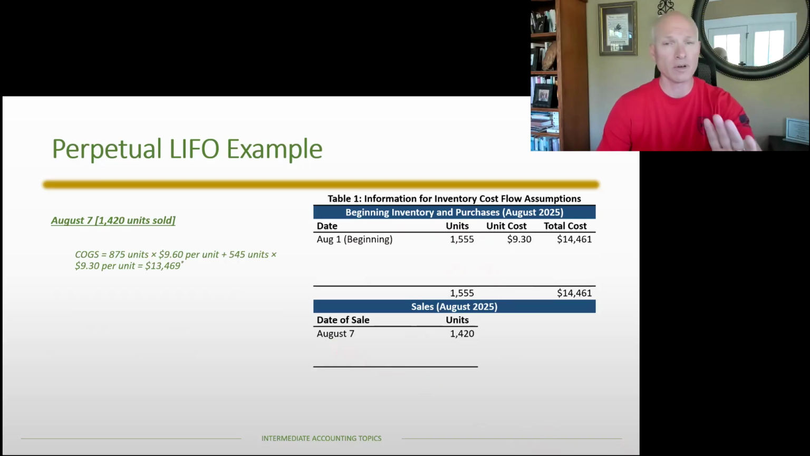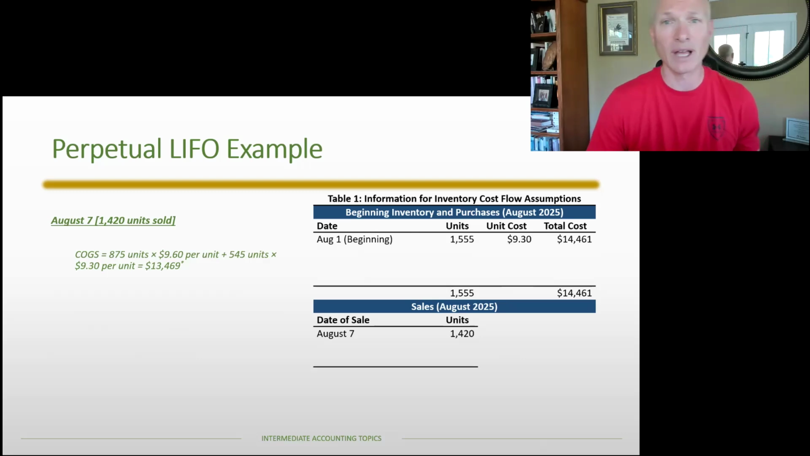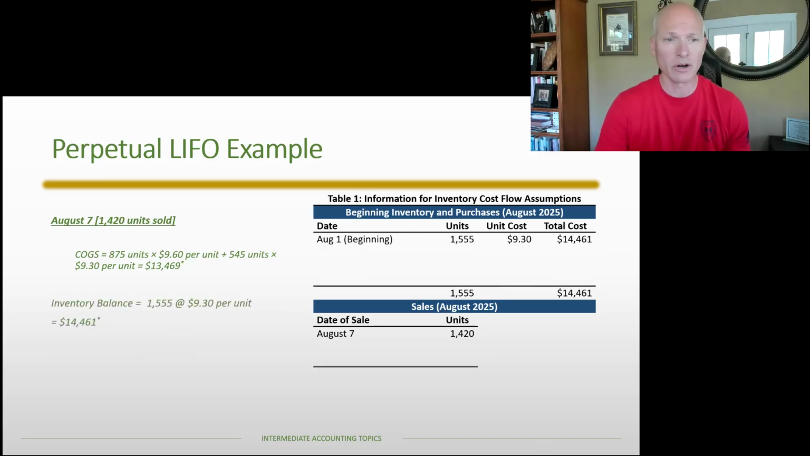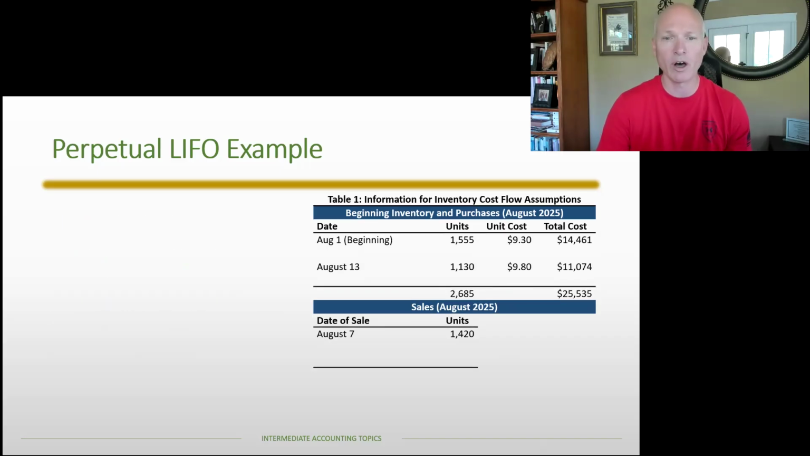And so hopefully you already see that LIFO, using the perpetual inventory system, is going to give you a different amount of cost of goods sold, which means it's going to give you a different amount of ending inventory compared to periodic. Unlike FIFO, LIFO is going to be different, and again, it's because of that timing issue. Now we're just going to move forward. Of course, that balance remains, and then we move forward with August 13th.